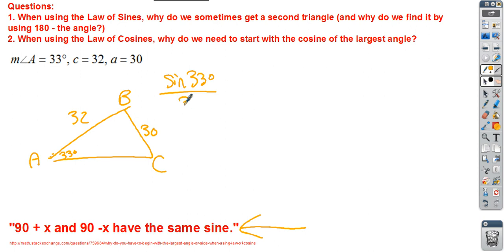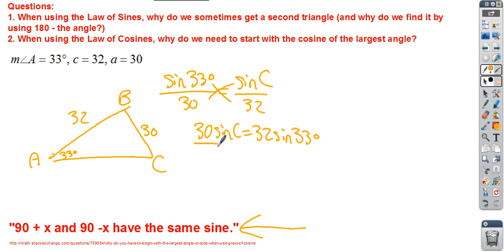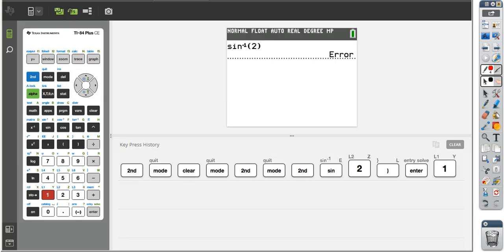The law of sines says we could take the sine of A, so sine of 33, over its side, and that's equal to the sine of angle C, which we don't know, over its side. If we cross multiply these, we would get this right here. And then we would divide by 30. And then to solve for C, we need to take the inverse sine right here. So we'll take the inverse sine of this number. Before we do that, I want to show you what that number equals. So 32 sine 33 divided by 30.